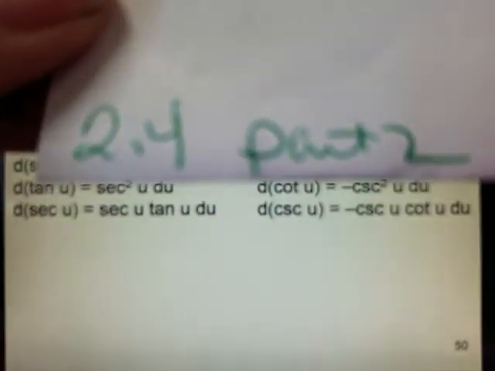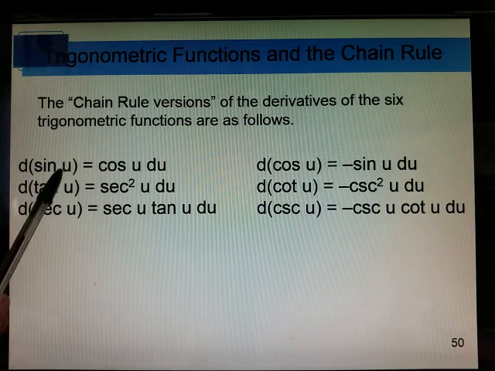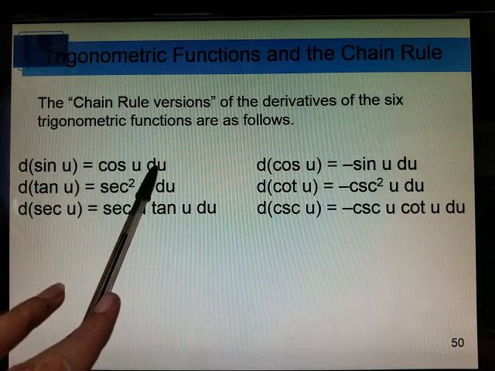All right, so in Calculus 2.4, Part 2. All right, so the chain rule versions of the derivatives of the six trig functions. So we already knew the derivative of sine is cosine, but if this is not a plain x, then you've got to take the derivative of what's there.